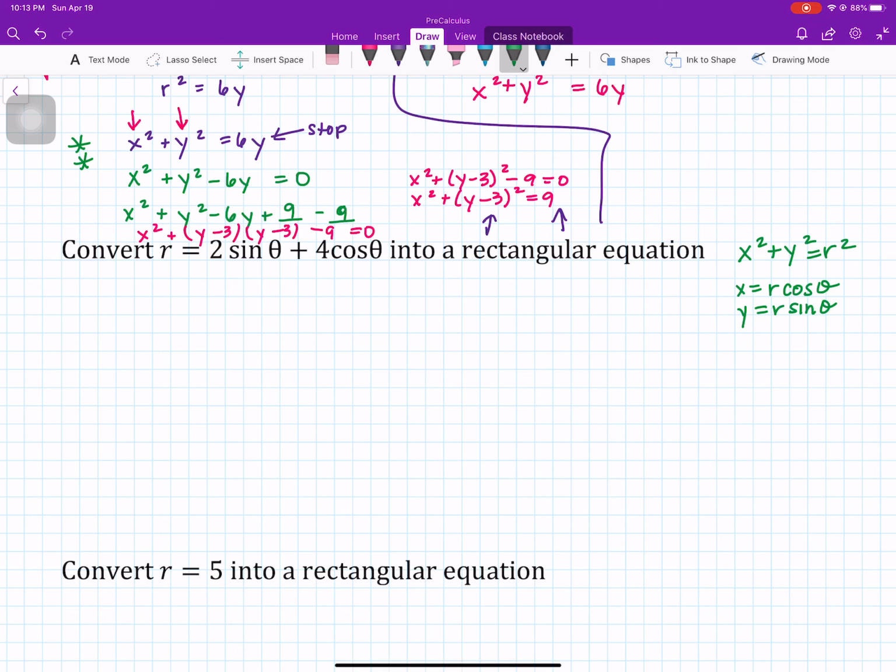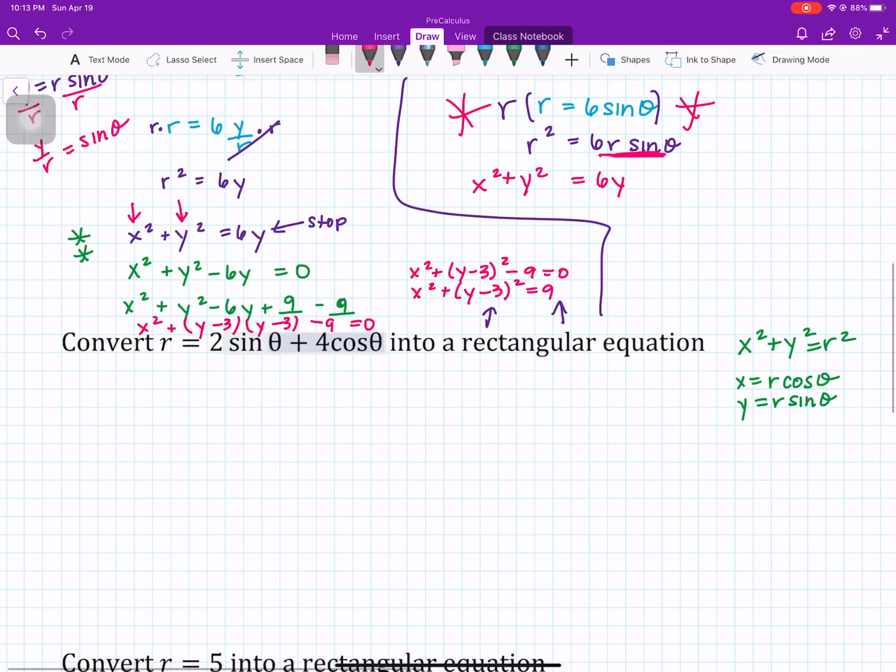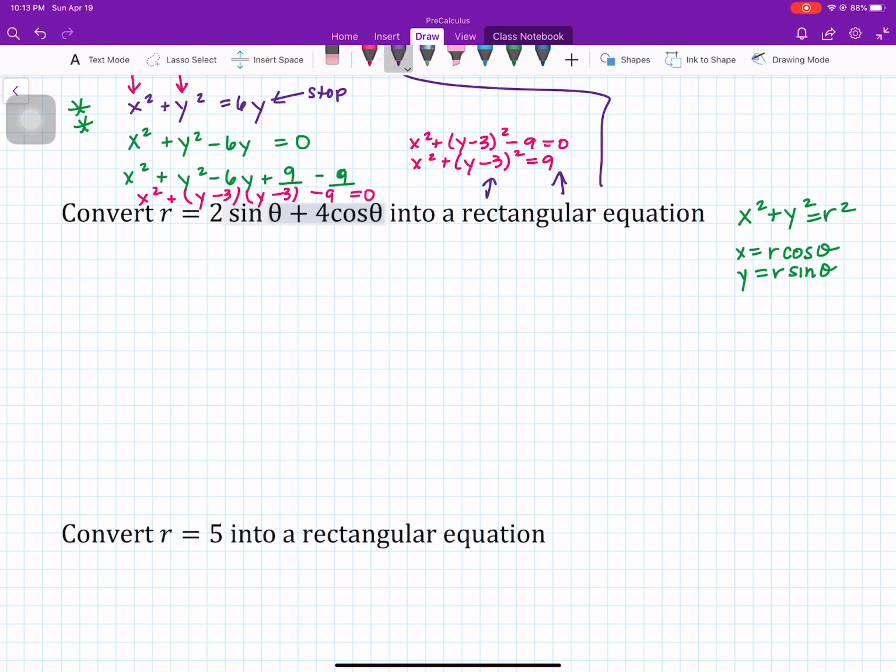So, looking here, I have r, I have a sine, and I have a cosine. But there's nothing connecting any, like there's no r and sine together, there's no r and cosine together. So I'm going to go ahead and use the second strategy that I used on the previous problem. And I'm going to multiply everything by r.